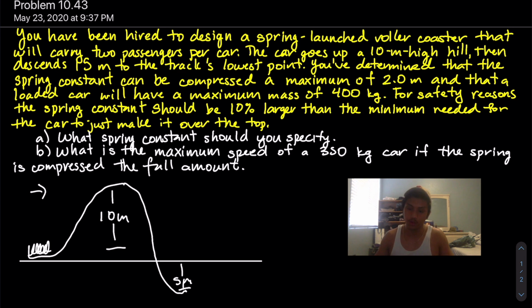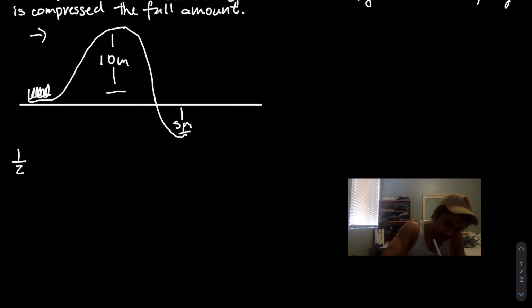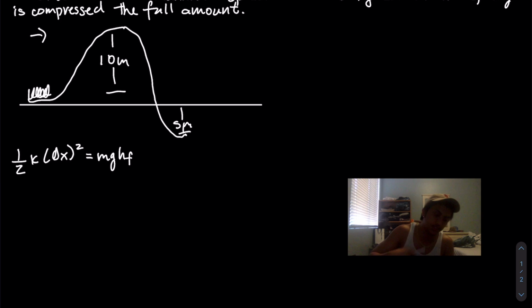So the equation we'd use for this problem is 1/2 k delta x squared equals mgh final. To make it up the 10-meter hill, the spring must give enough kinetic energy to overcome the potential energy. And the reason why we don't use the initial potential energy is because you start off at rest. So you're going to start off right here, down here, so that's going to be 0.